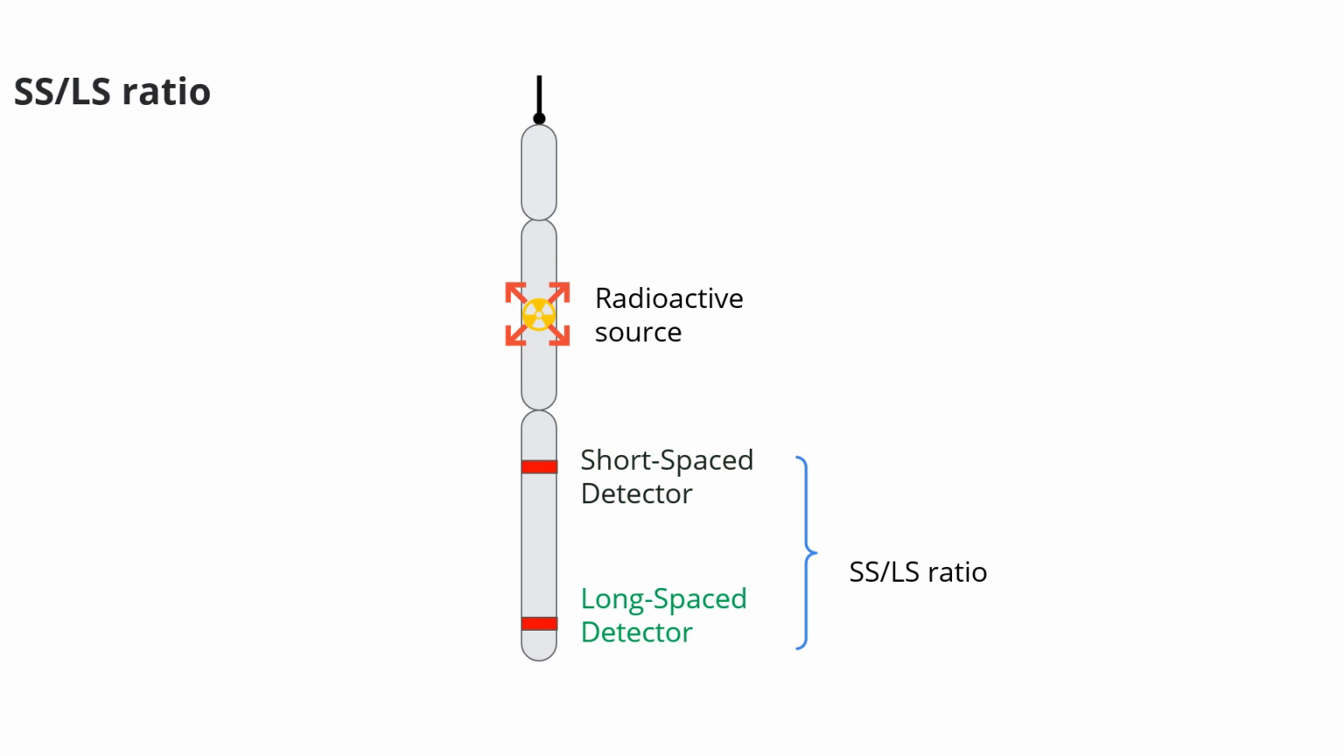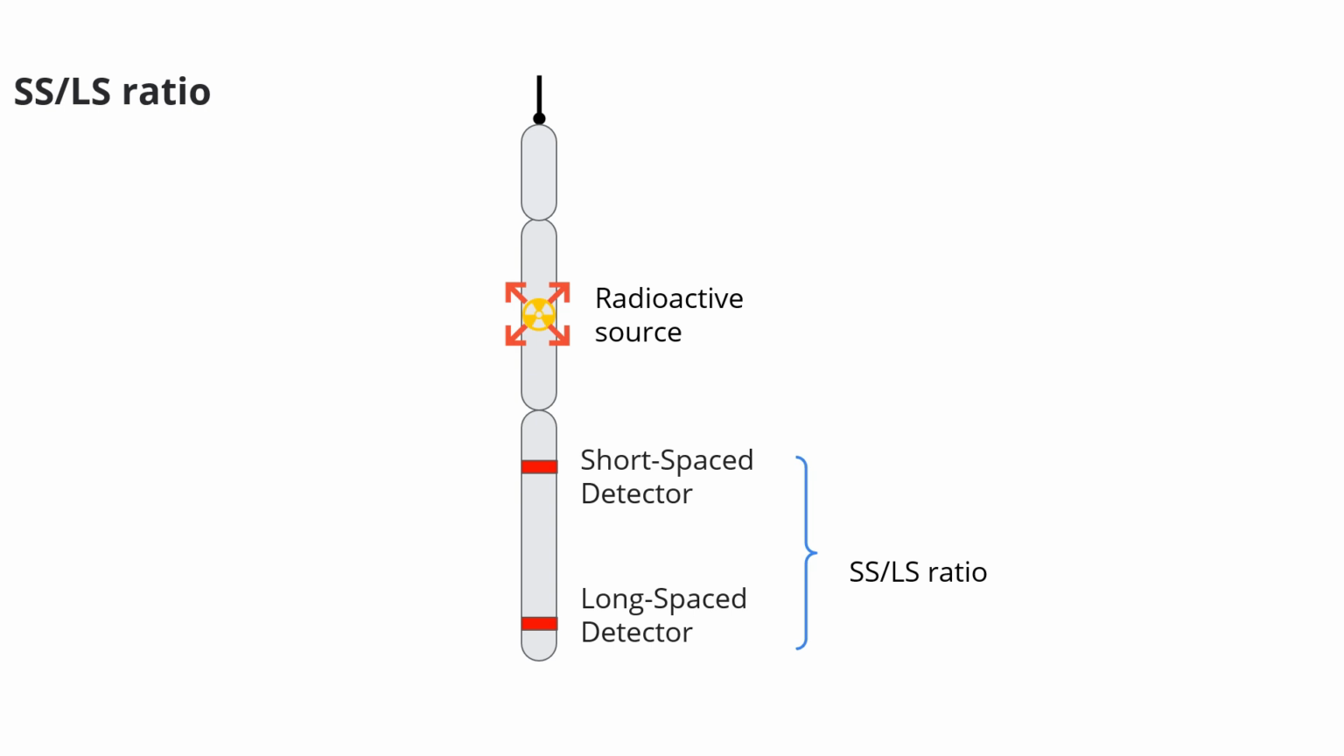The ratio of their readings is called the SS-LS ratio. As porosity increases, this ratio also increases. This is because more porous rocks contain more hydrogen, which slows down neutrons more effectively. This leads to a greater difference between the SS and LS detector readings.